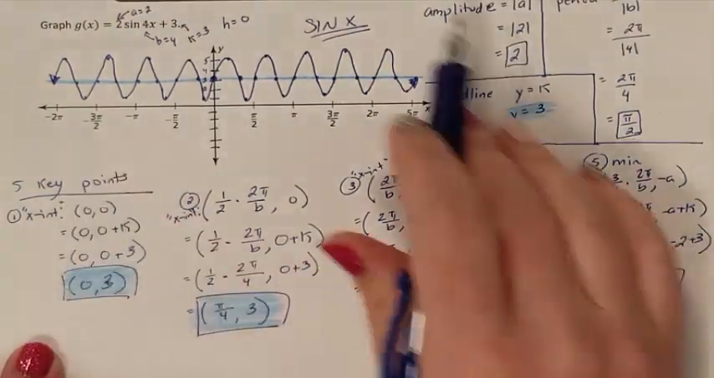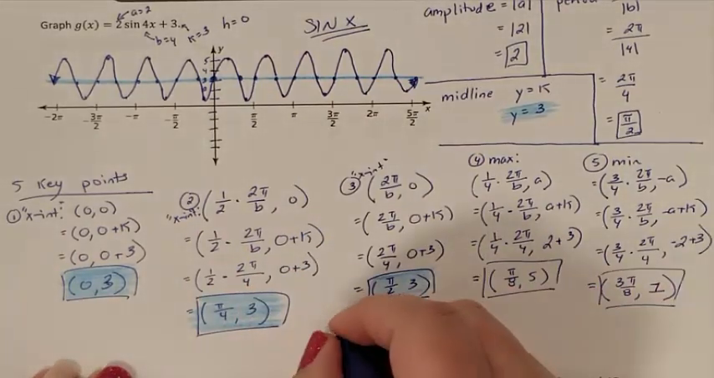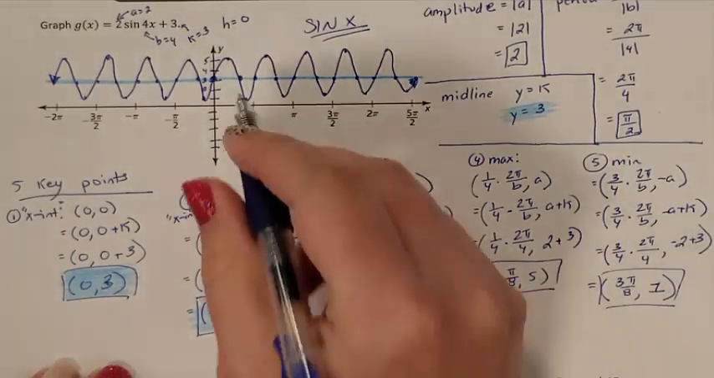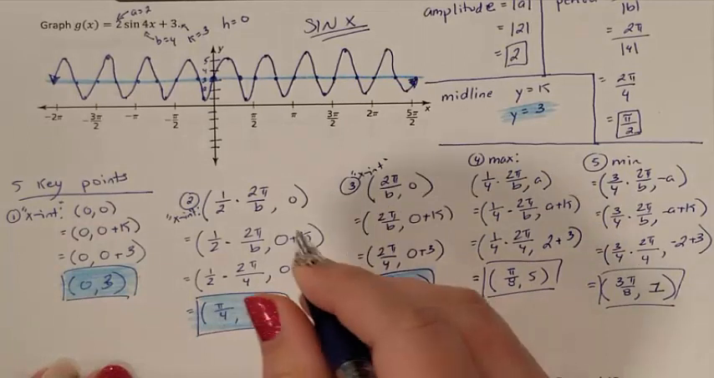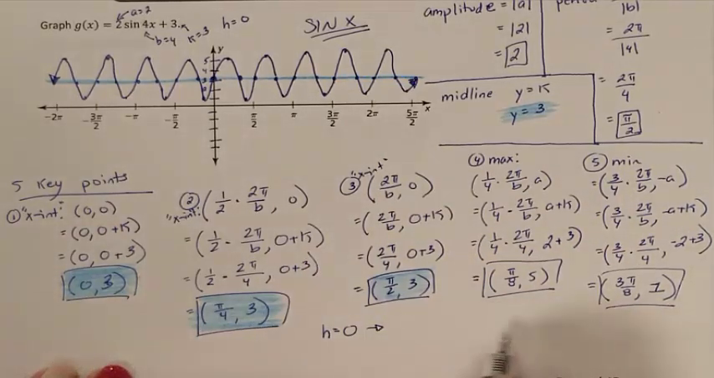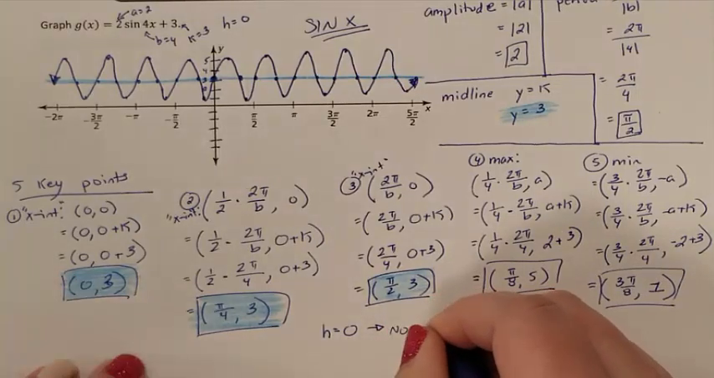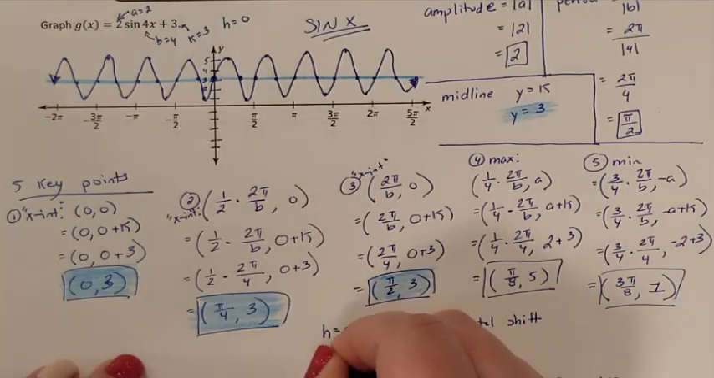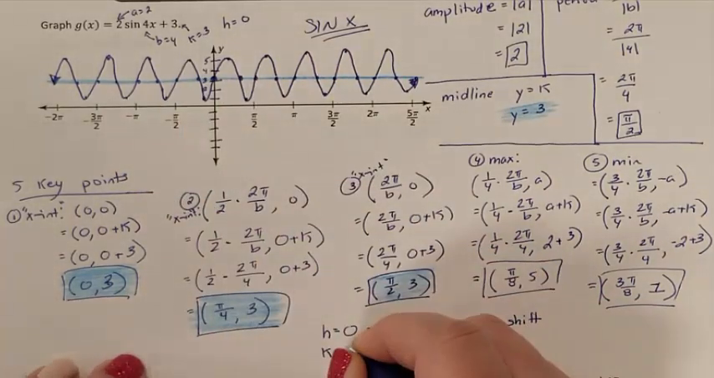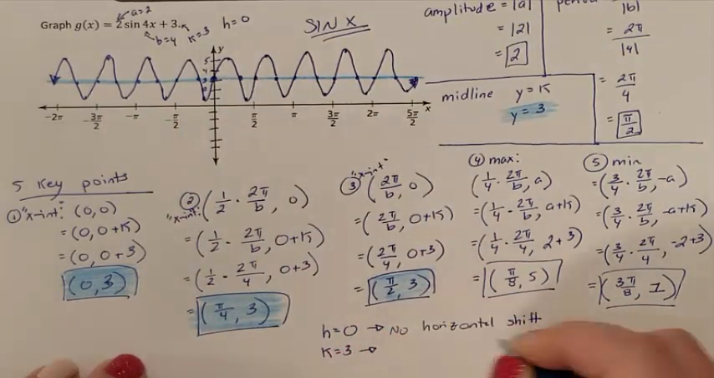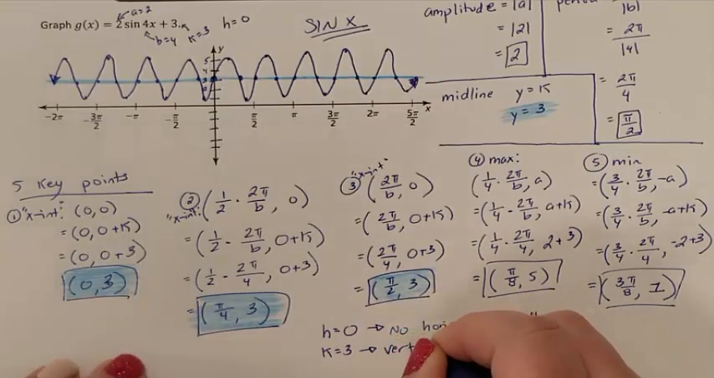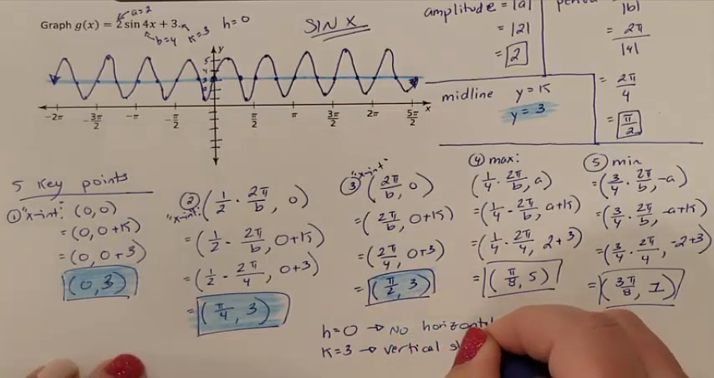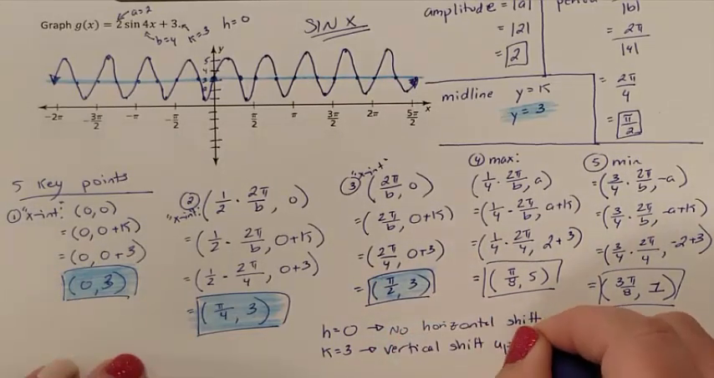The last thing that we need to do is we need to describe our transformations. Your h, which we said was 0, h is on the inside. H tells us our left and our right moves. So we have no horizontal shift. Our k is what tells us if we go up and down. Our k was 3. Up and down is vertical. So we have a vertical shift, and because it's positive, you went up 3.